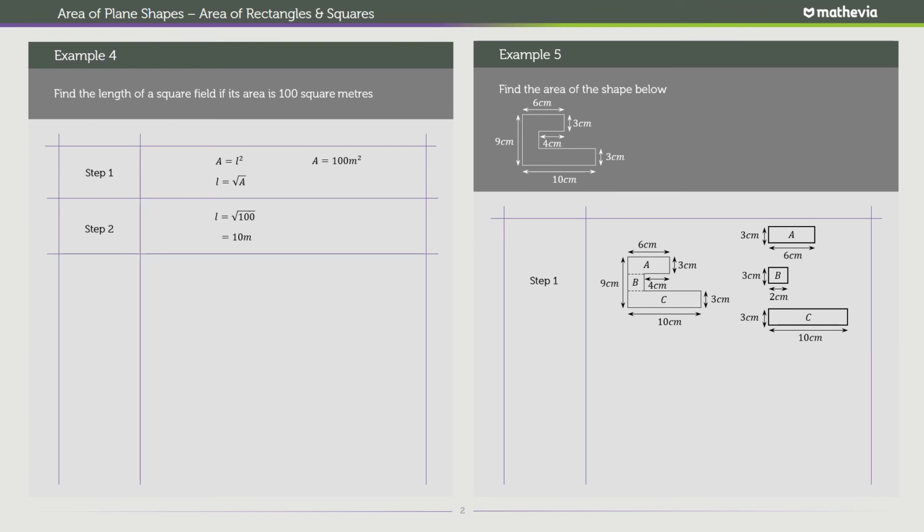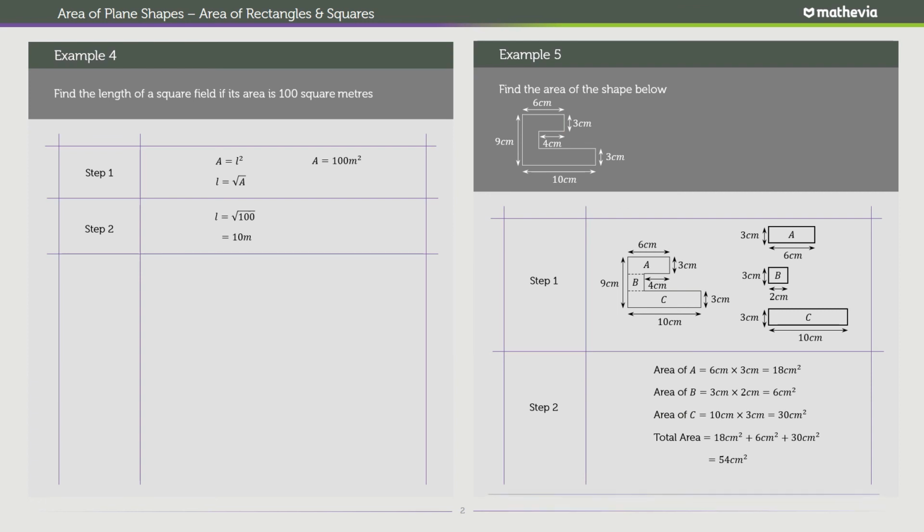So we've successfully found the length and breadth of every shape in our irregular shape, and we just go ahead and find their respective areas. We start off with A. Area of A is simply 6 times 3, 18. Area of B is 3 times 2, 6. Area of C is 10 times 3, 30. And we have 30 plus 6 plus 18. You add all of the areas together, and it should give you the total area of the irregular shape, which is 54 centimeters squared.